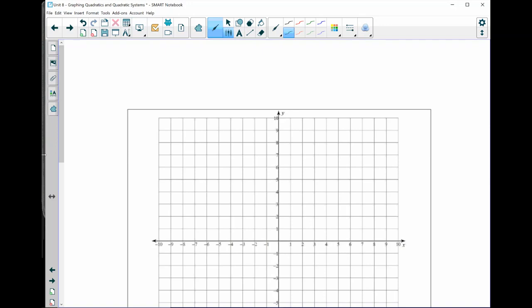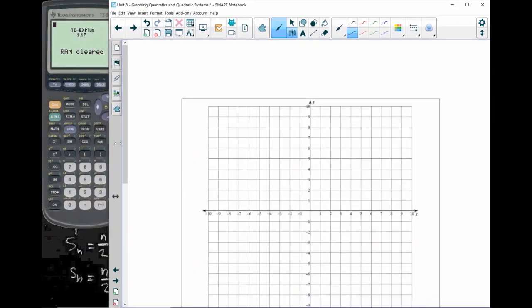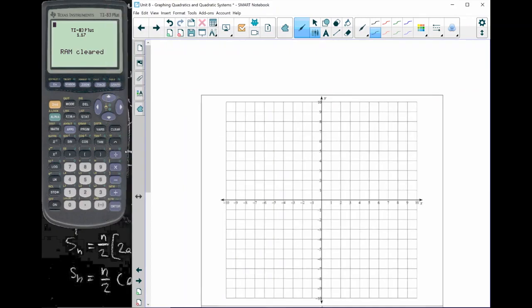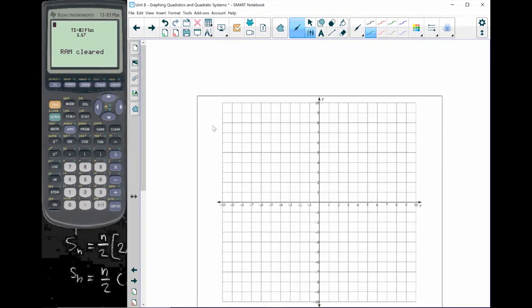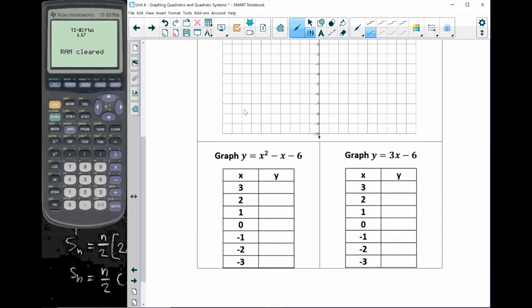Okay, I'm going to reveal my graphing calculator because we will have to use a graphing calculator to help us graph one of the quadratic equations that we're going to draw. Okay, so I'm going to scroll down a little bit. So this is a quadratic equation. Remember, quadratics are in the form ax squared plus bx plus c.